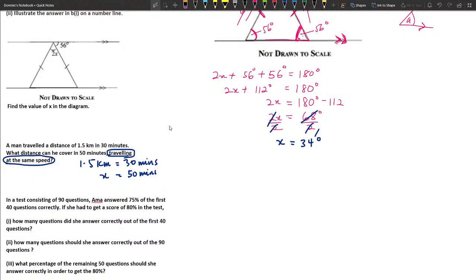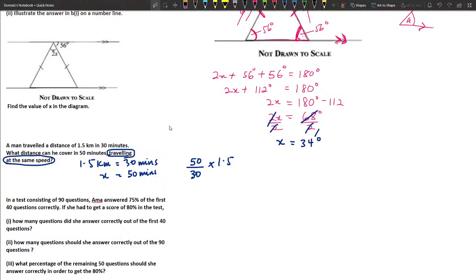Now 30 minutes gives us 1.5 kilometers. 50 minutes should give us more distance, right? 50 should give us more distance. So the x is more. If more, let's divide. Which one is the more? 50, because that is for the x. Which one is the less? 30. And then we multiply it by the 1.5.